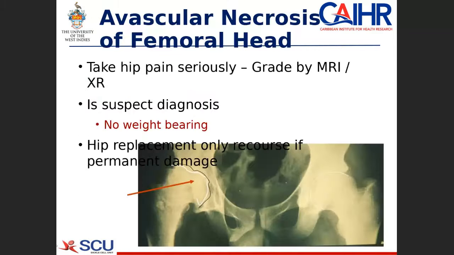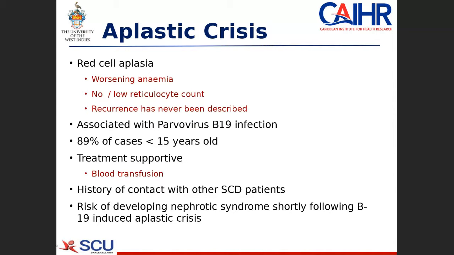Okay. Aplastic crisis. Can anybody tell me about aplastic crisis? What is aplastic crisis? Okay, so basically aplastic crisis is a red cell aplasia associated with worsening of anemia and an absent or low retic count, and it is associated with a parvovirus B19 infection. All right, it often occurs in young children.